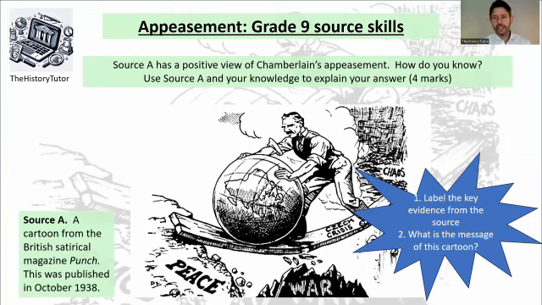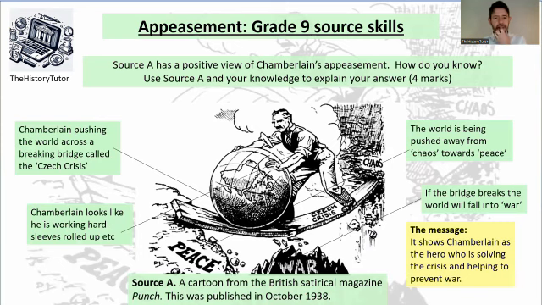So what evidence do you see in the cartoon source? What is the message of the cartoon? Again, pause, have a think, jot some ideas down. What do you think is going on here? So here's what I've gone for in my ideas. A number of things I've noted.